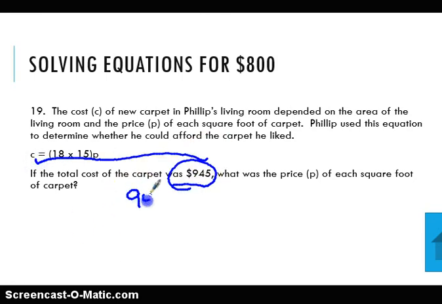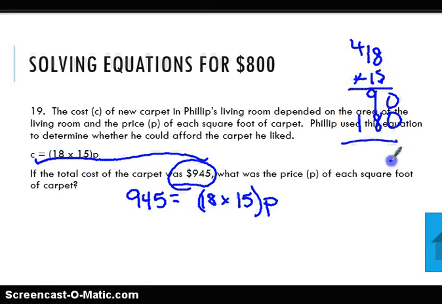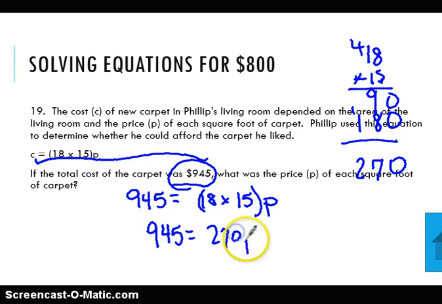So I'm going to have $945 is equal to 18 times 15 times P. Now, I'm going to go ahead and multiply 18 times 15. 5 times 8 is 40. 5 times 1 is 5 plus 4 is 9. And this is 8, and that is 1, and this is 0, and that is 7, and I carry my 1, and that's 2. So I've got 945 is equal to 270p.